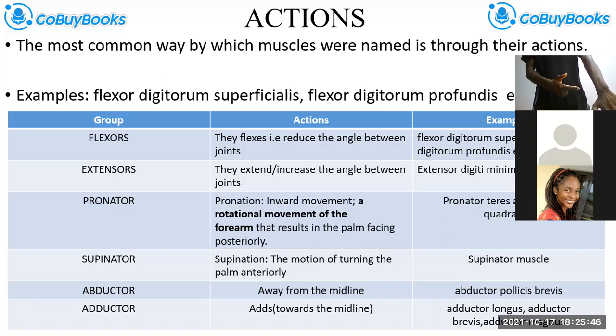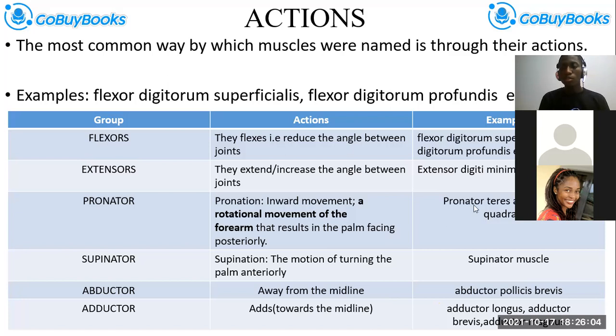Supination is the opposite, the motion of turning the palm anteriorly. I want to return my palm to its anatomical position. It is an outward movement of my forearm. That's supination. I hope I was able to explain that. If you don't understand, let me know.